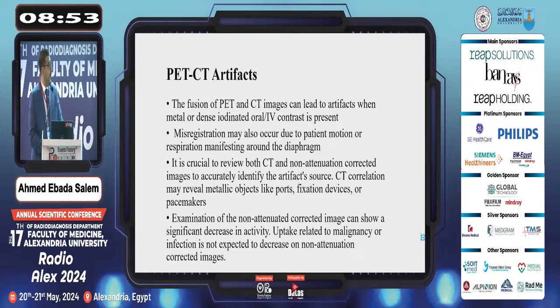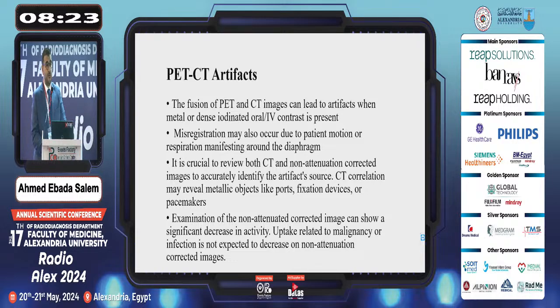The way PET-CT imaging works, we obtain a PET image and then a CT image, and then we fuse both images together. Fusion of both images can lead to artifact because they are not acquired at the same time. This can lead to misregistration due to patient motion or respiration, and this can be a problem, especially in the lung bases and around the upper abdomen in the diaphragm.